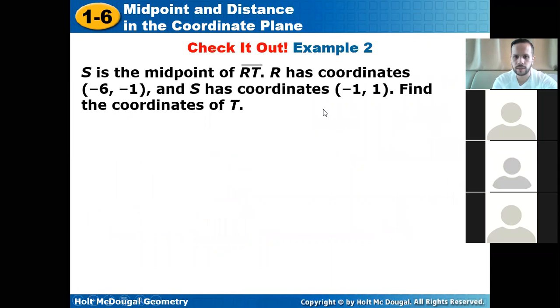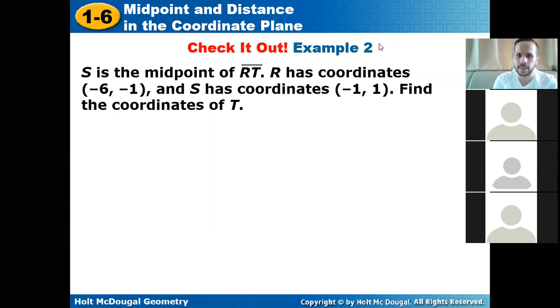So let's try this one, okay? Este ejemplo, ¿verdad? Se hace igual, okay? Vamos a verlo, okay? So we have S is the midpoint of segment RT, okay? And R has coordinates of -6 and -1, and S has coordinates of -1 and +1, okay? So what's the question, students? ¿Quién me dice cuál es la pregunta? What is the thing we're looking for? To find coordinate T. Okay, we're trying to find the coordinates of T.